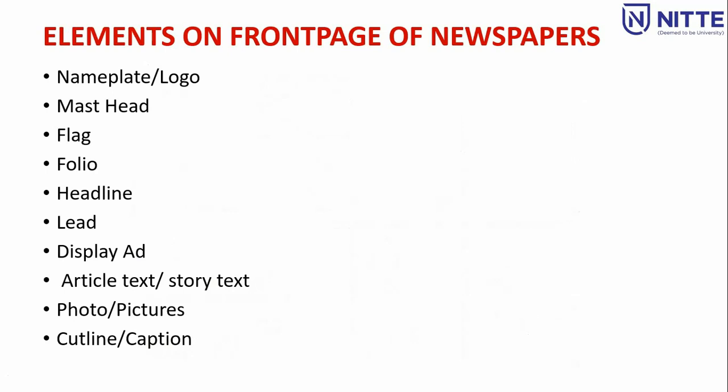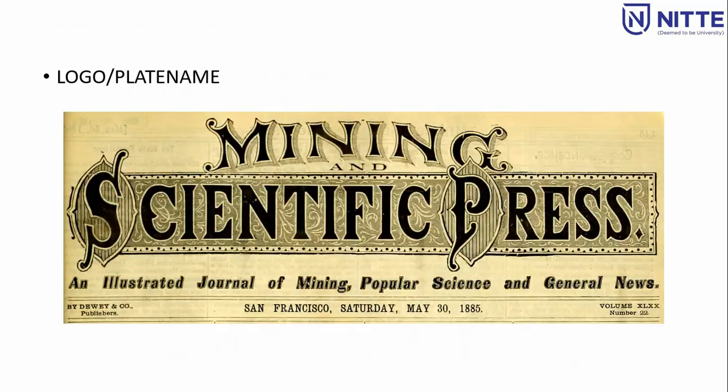Now let's see the elements on the front page of the newspaper. It's very important to understand the different elements on the newspaper so that you will be able to arrange it effectively. We have nameplate or a logo, you have masthead, you have flag, you have folio, you have headline, lead, display ad, article text or a story text, photos, pictures, cut lines or captions.